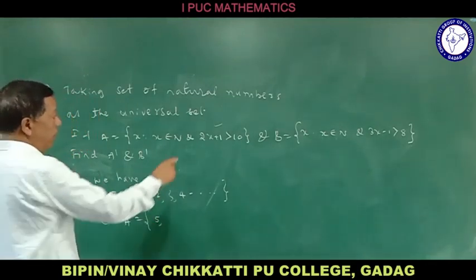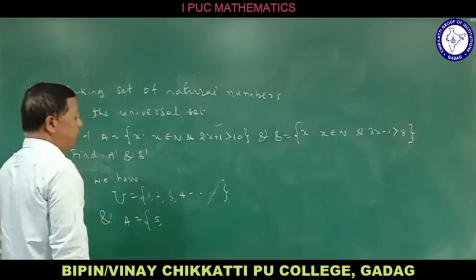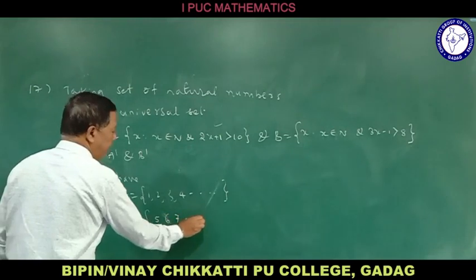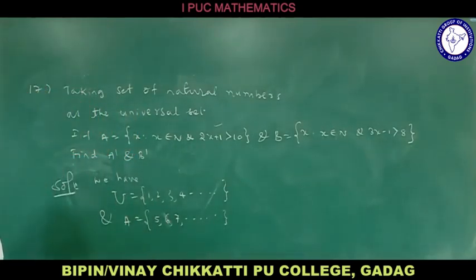I hope you understood why I have taken 5. If you take 4, it is not greater than 10. So the next numbers you have to write are 6, 7, and definitely no end here. These are the numbers in the set A, you can see.